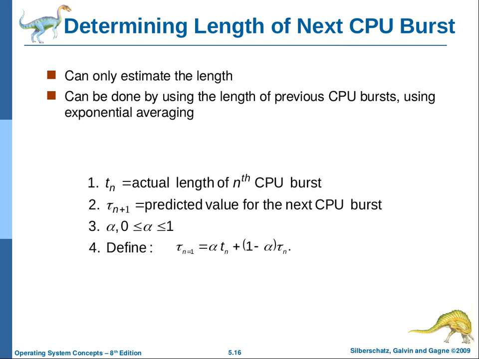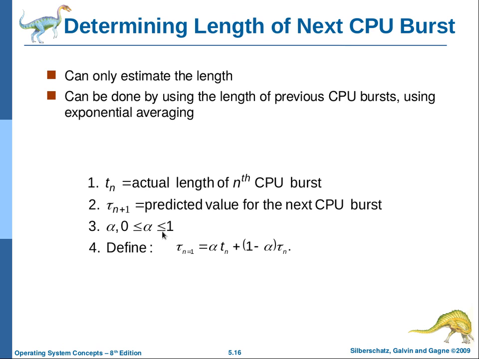So T of n is the actual length of the CPU burst, aka the most recent one. And T of n plus 1 would be for the next one. And we have alpha, which is between 0 and 1. And this is for each specific process? Yes. You would have to keep track of maybe the past 10 or however many you want.